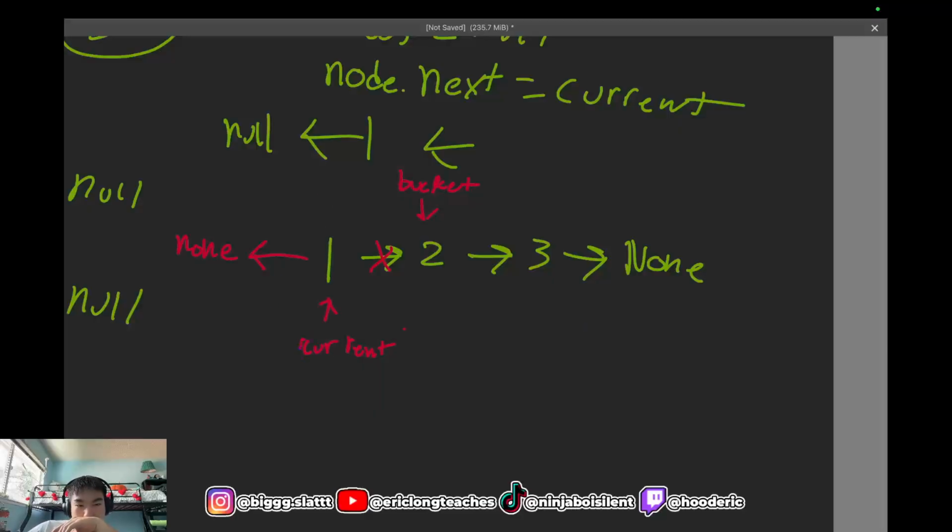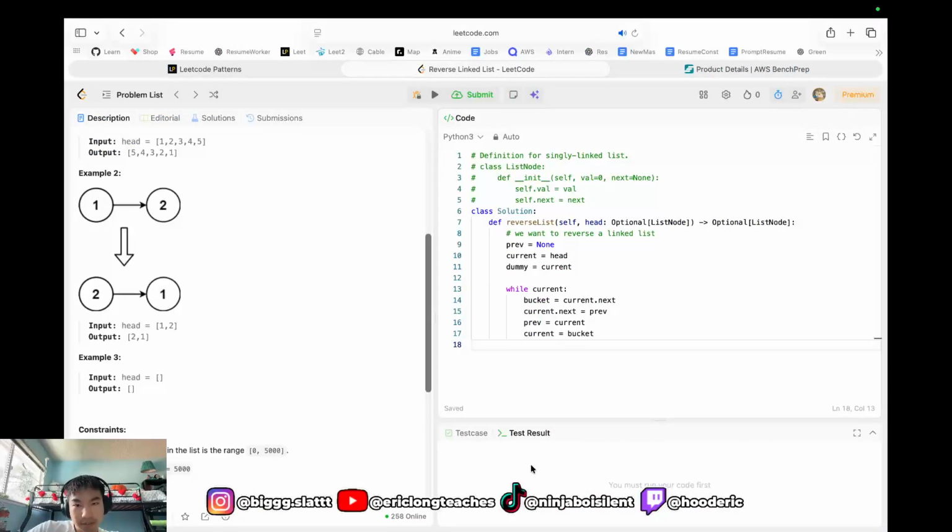So this is no longer current. This is still bucket actually, but we're going to make this current now. And we're going to make this one previous. Then we can just run the same algorithm again, where we take bucket out, we make bucket equal current dot next. Yeah, and we just keep on running this.